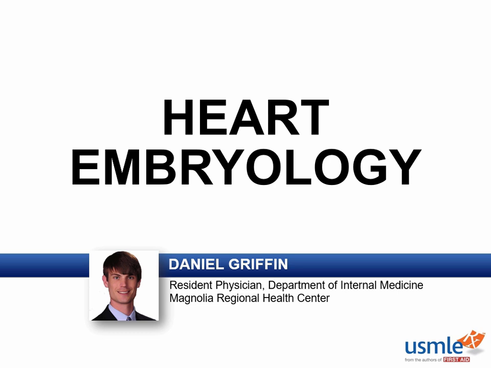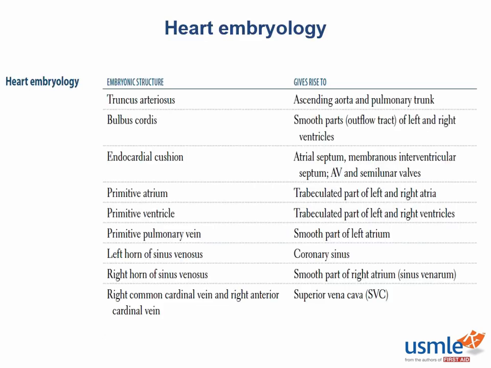We're going to start here with heart embryology by reviewing this table from the book. Now, as you can see, you need to know what each embryologic structure will form. And why might this be important? Well, if you know that the endocardial cushions did not form correctly, then you would know where to look for the defect. And in this case, it would be the atrial septum, the membranous interventricular septum, the AV, and the semilunar valves.